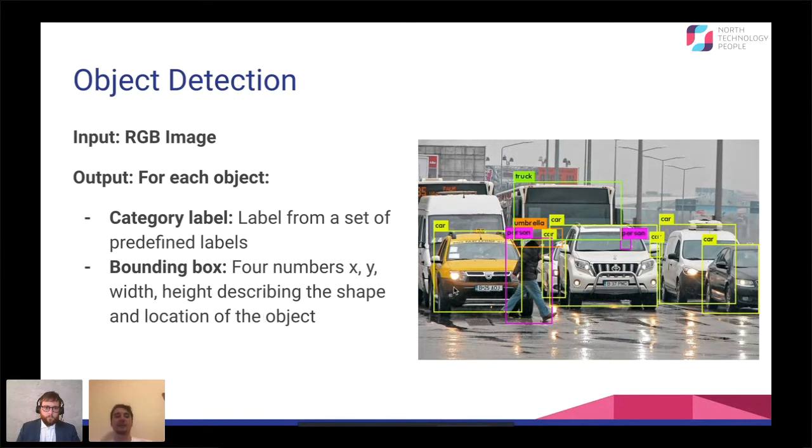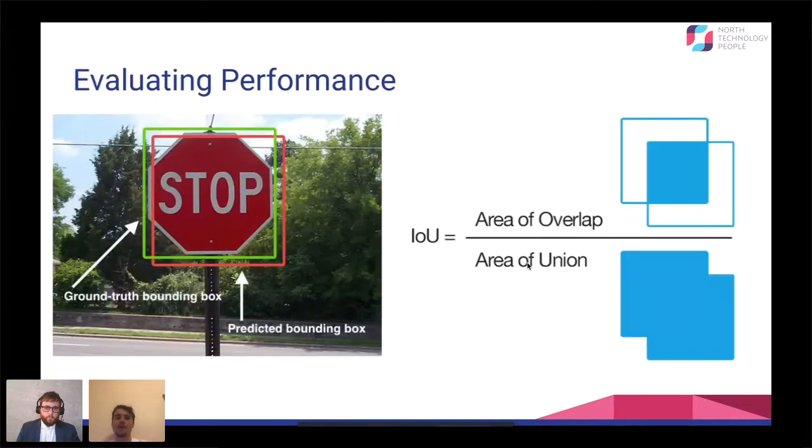We're basically, for each object in a scene, looking to output a bounding box, like in this case, it's a car, and a category label. So the label is car, and then we have the bounding box kind of highlighting where it is. And the same goes for other objects in the scene.